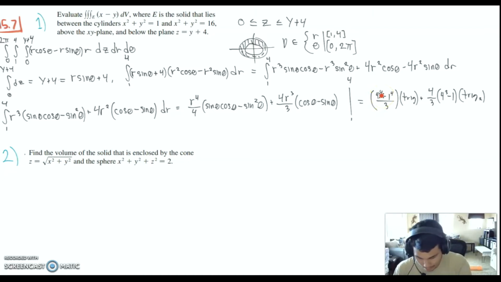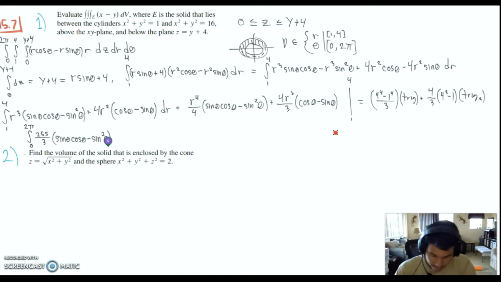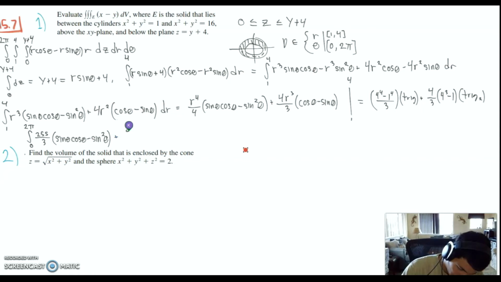So the next integral will be from 2 pi to 0, 255 divided by 3. And then what's the trig thing? The trig was, come on, man, sine theta, cosine theta minus sine squared theta. I'm going to split this into 2 integrals right now, because why would I want to make my life miserable and have so many integrals around here?